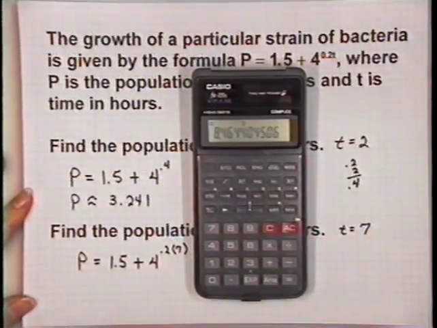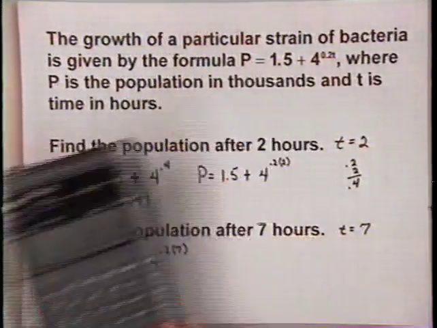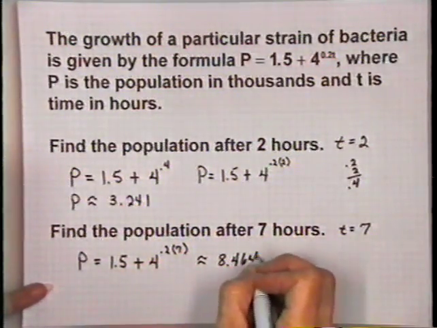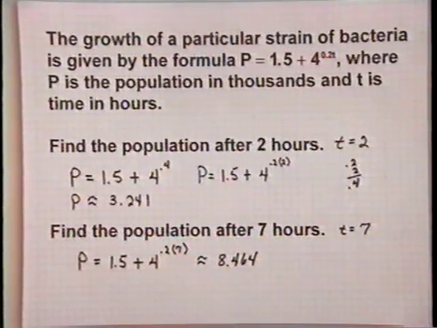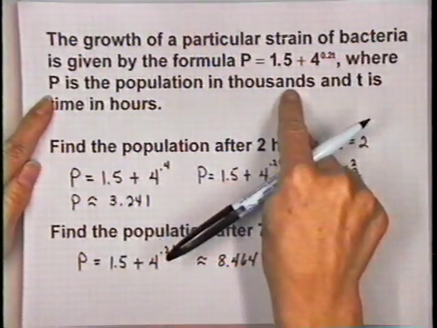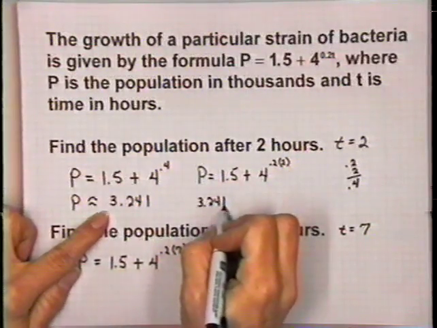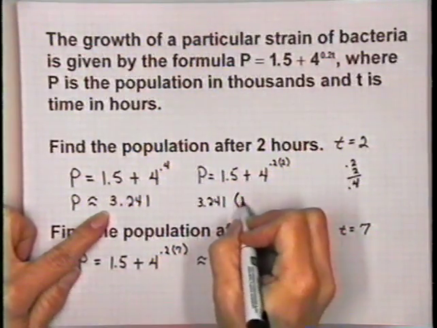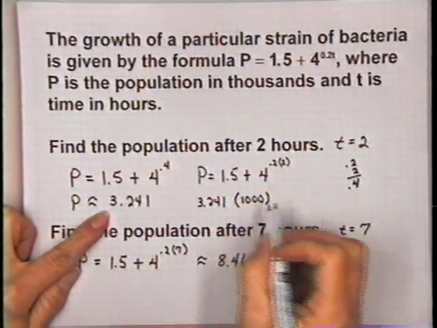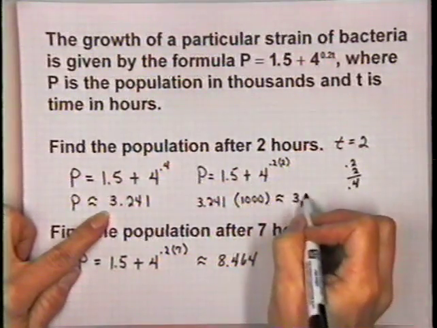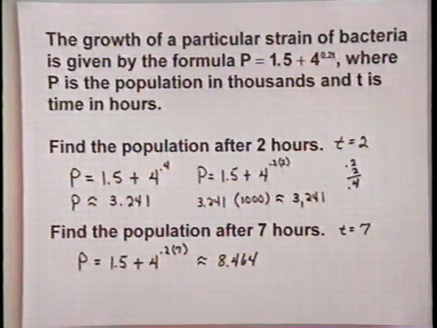I'm going to round to thousandths, so approximately 8.464. Now, of course, we noticed in reading the problem that p is given in thousands. So if I have 3.241 thousand, I have 3.241 times 1,000. That, of course, is going to move my decimal 3 places? So that's saying approximately 3,241 bacteria would be in that population after 2 hours.